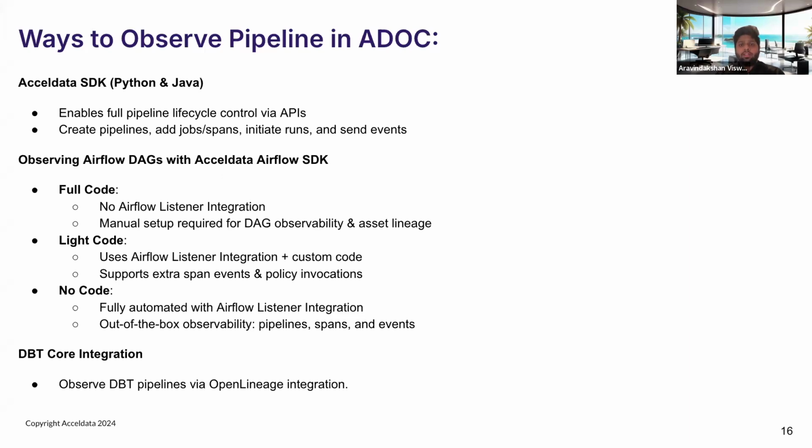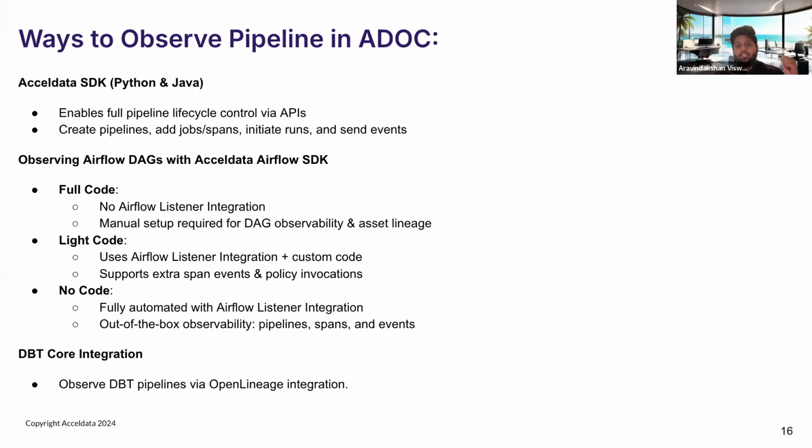So either Python or Java can be leveraged to implement full pipeline controls via APIs, right? Let's say you have a pipeline code written in Databricks, and you want to view those pipelines in Accelerator UI. That can be achieved using Accelerator's SDK. All we need to do is import the Accelerator SDK packages and refactor your existing pipeline code. And you also get the ability to stitch the lineage.